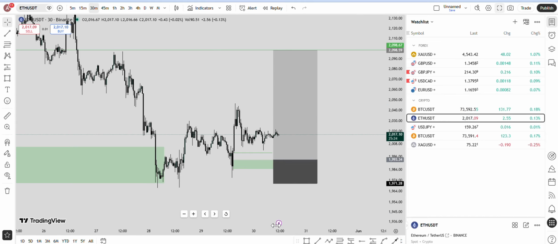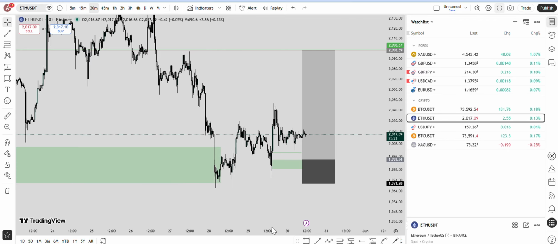So guys, that is it on this trade. That's what just happened this weekend.